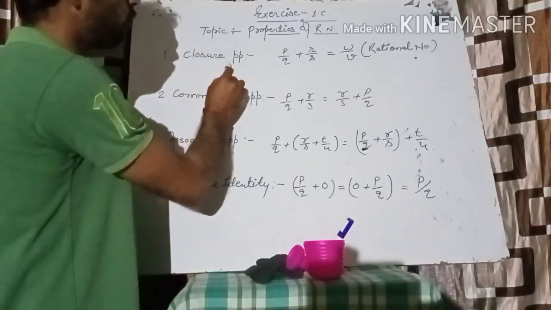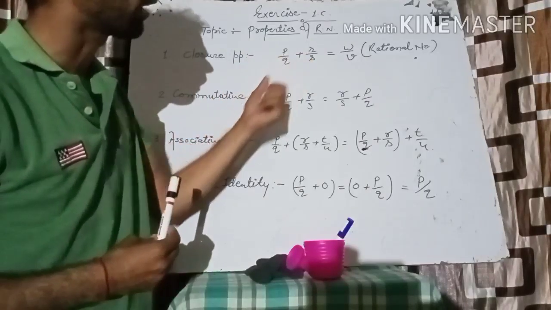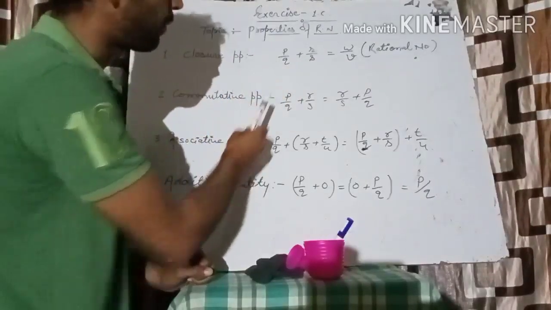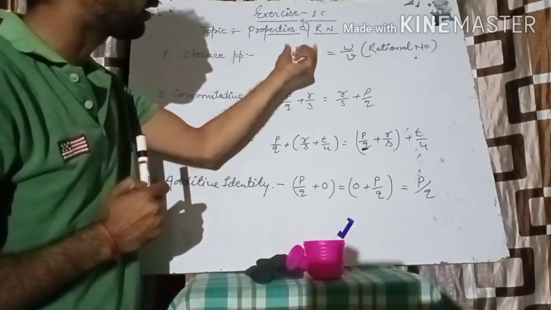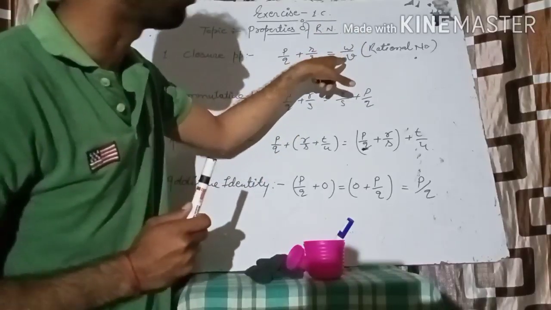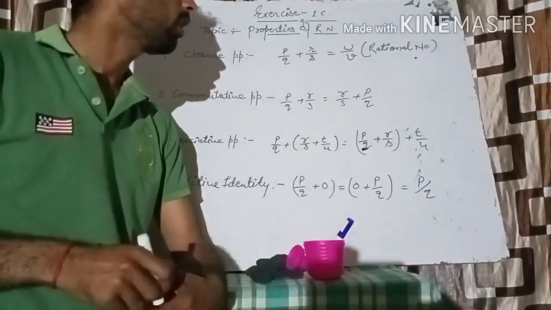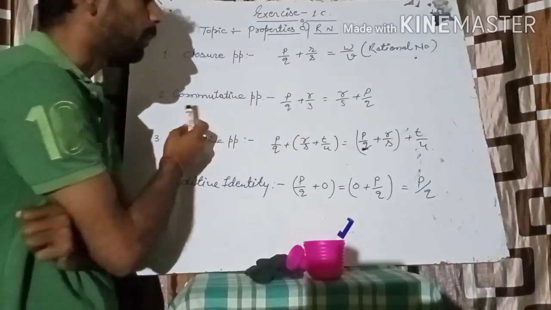What is this closure property? According to this property, if we are adding two rational numbers, suppose we have two rational numbers p upon q and r upon s, then adding them gives one rational number, which is another rational number. Okay, and now the next property is the commutative property.